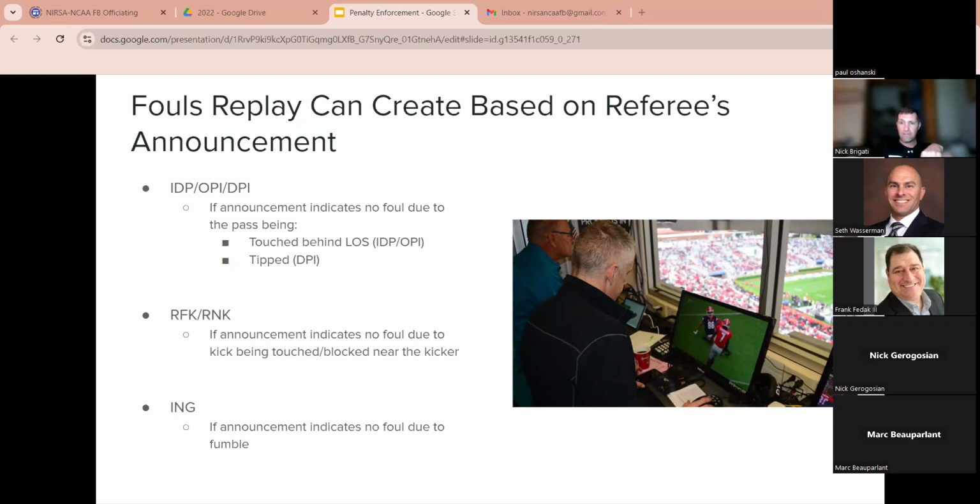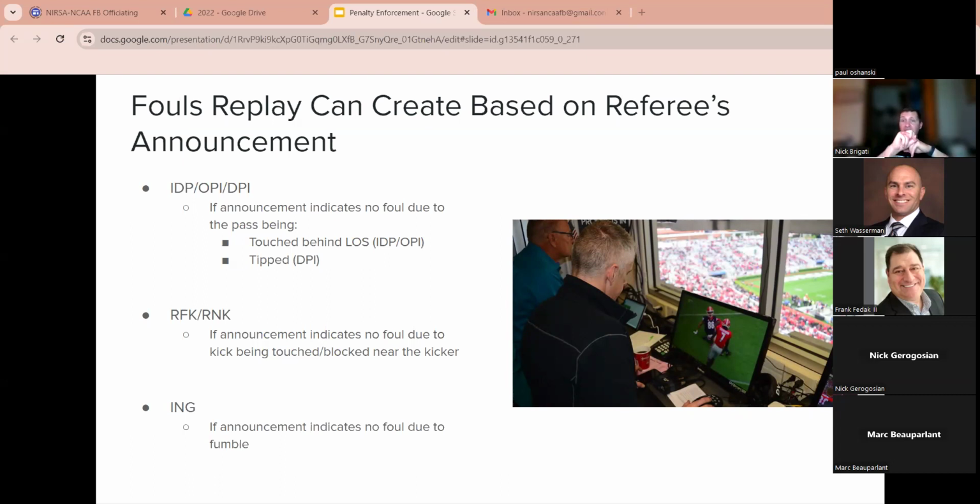Similarly, for roughing or running into the kicker, if there's an announcement that there's no foul for either of those things because the ball was touched or blocked near the kicker, and replay can prove that that's not true, they could put a flag down. Or intentional grounding, if the referee announces that there's no foul for intentional grounding because the ruling on the field is a fumble, but we can come back and prove that in fact it was a pass, then replay can create grounding based on that information.